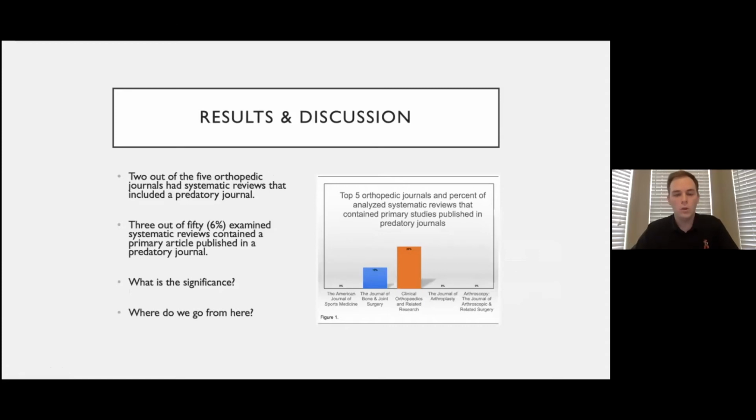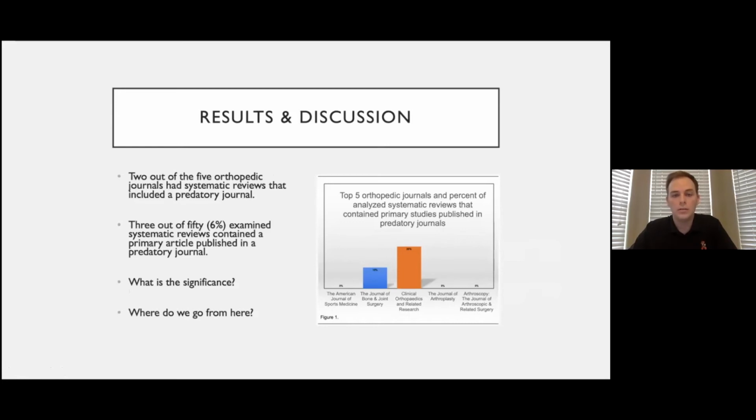And so what we found from those 50 systematic reviews that we looked at, 3 of them contained a primary article that was published in a predatory journal. And the breakdown on that was we found 1 systematic review in the Journal of Bone and Joint Surgery and 2 of them in Clinical Orthopedics and Related Research.